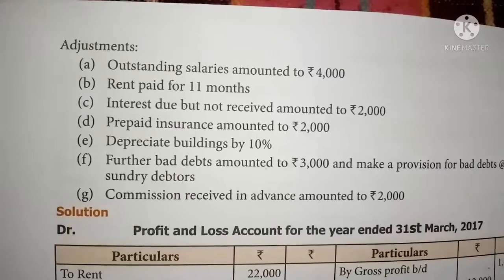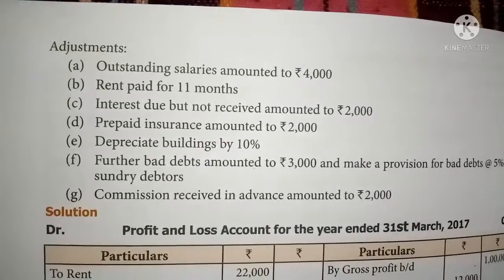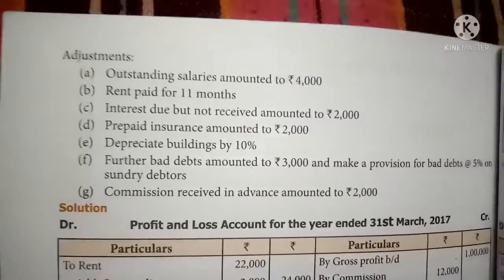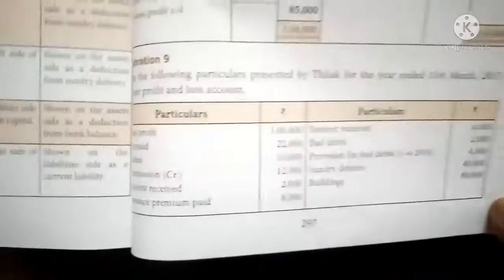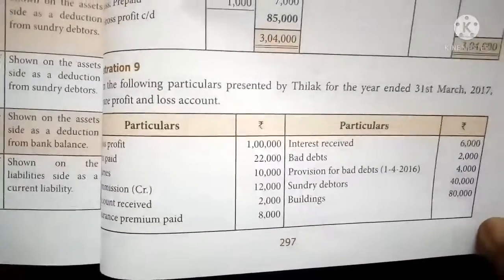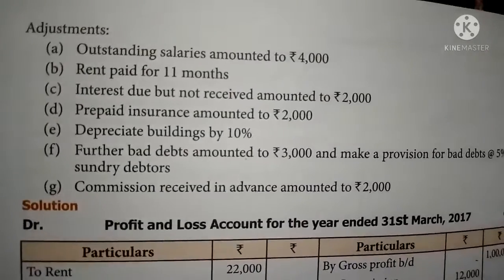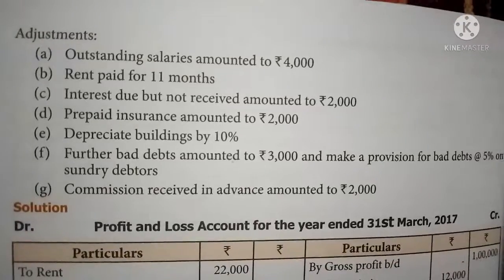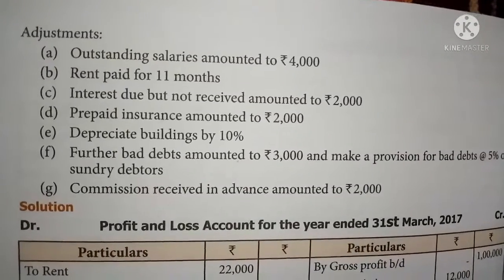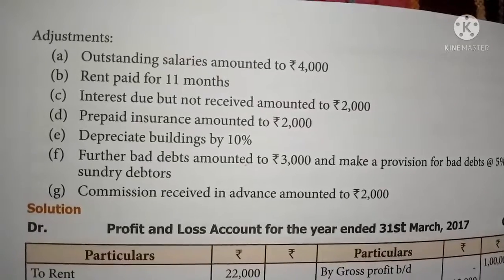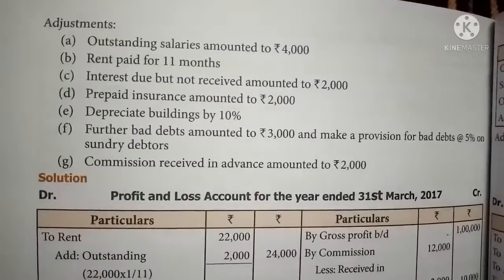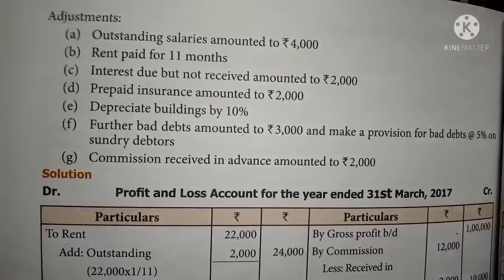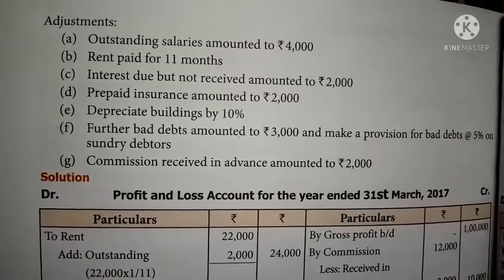Then depreciation on building at 10%. This amount will be found from the building value. Here in the sum, the building value is 80,000. From that 80,000, you should find out 10%. So the 10% value will be 8,000. That depreciation amount will decrease the asset value. But in the case of the profit and loss account, you can write the depreciation amount alone. Don't take the asset value. Okay. So the depreciation value will be 8,000. That should be written as loss in the debit side of the profit and loss account.